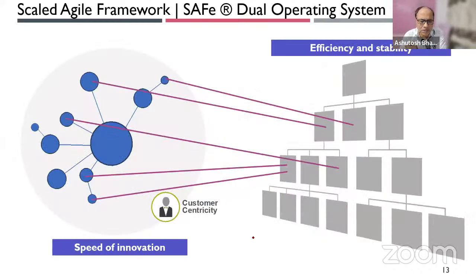And this is another representation of the dual operating system of SAFe, where on one side we say that if I have a network of teams coming together, they can take faster decisions. The innovation speed will be much faster than a normal decision making process.